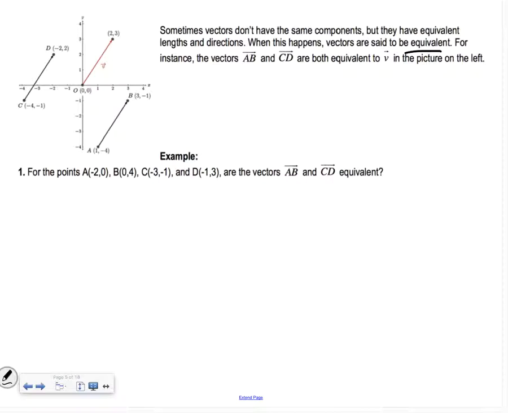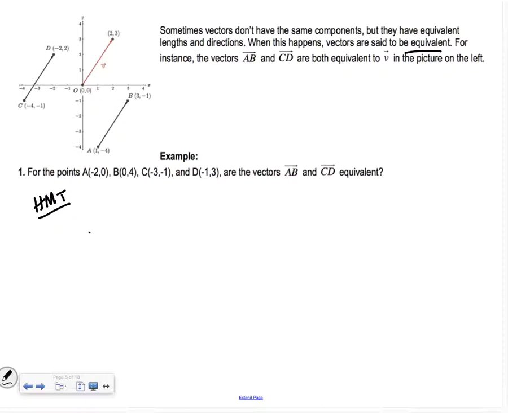Okay, so it says, for instance, the vectors AB and CD are equivalent vectors. They're both equivalent to vector V. Do you guys understand this concept? So if I give you a list of points, will you be able to figure out if AB and CD are equivalent? So if I have AB and CD, let's do the head minus tail. I always called it something else in school. So head minus tail, we'll call it this.